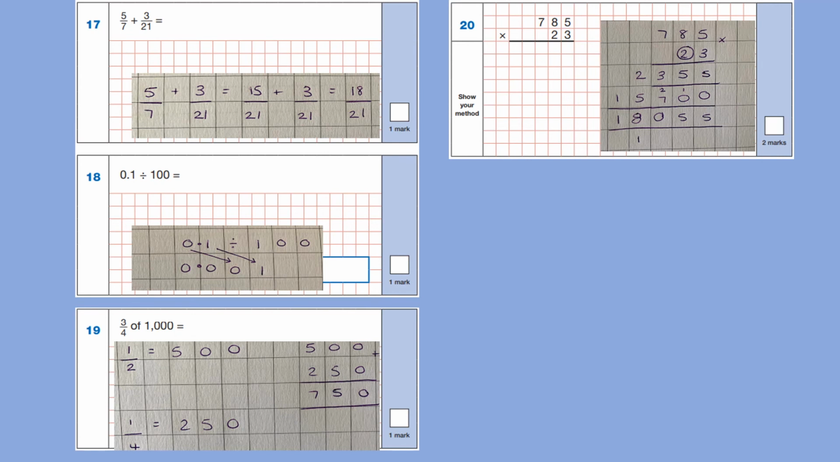So first of all I multiplied all of the digits in 785 by 3, so as you can see that number down below. I then multiplied the same numbers by 2, but remembering to start by putting in my 0 because I'm actually multiplying by 20, not by 2. And then to find the total answer I added together my 2 numbers to give me 18,055.